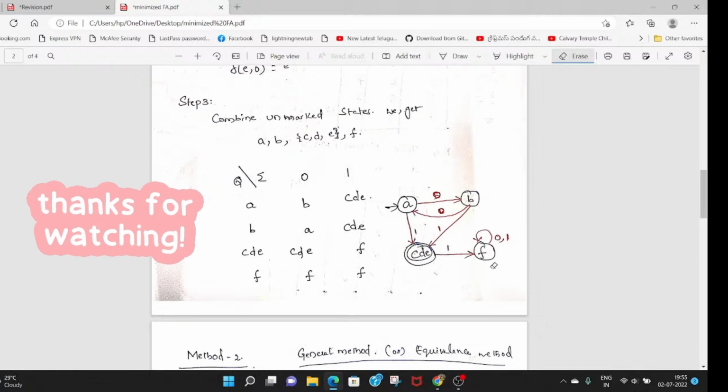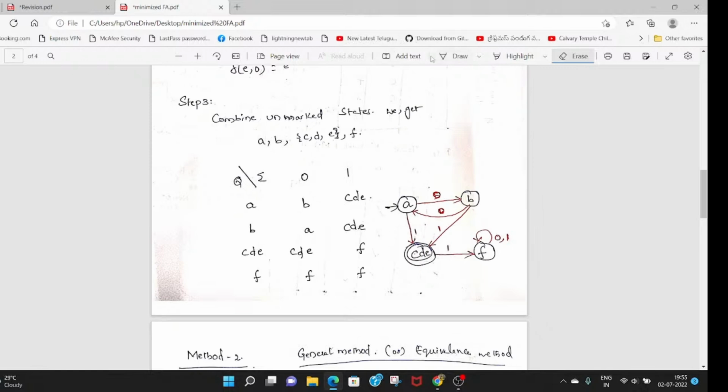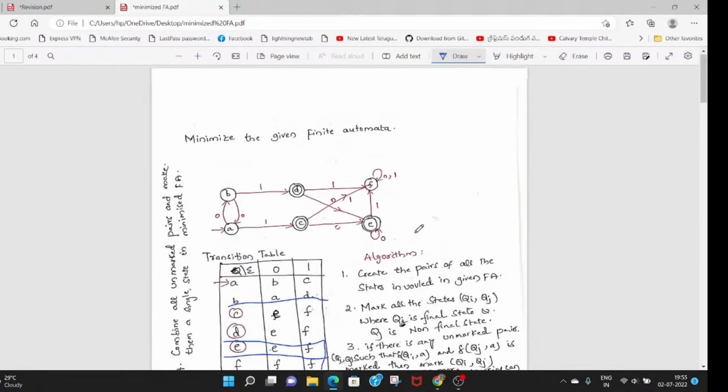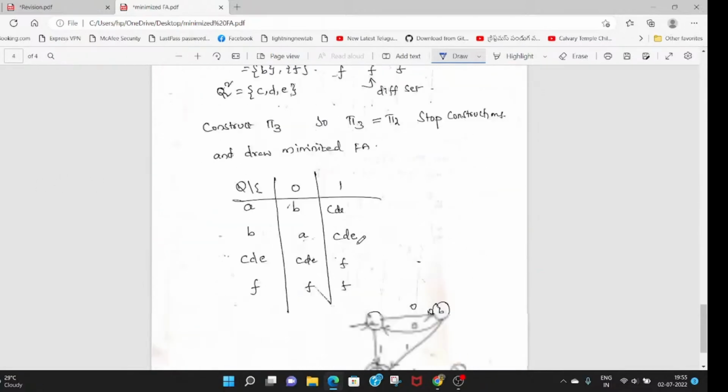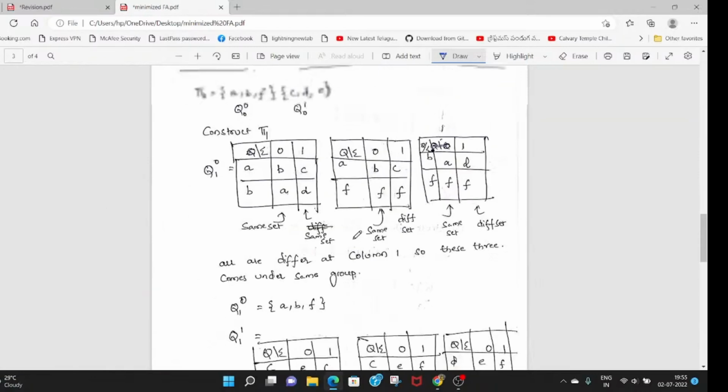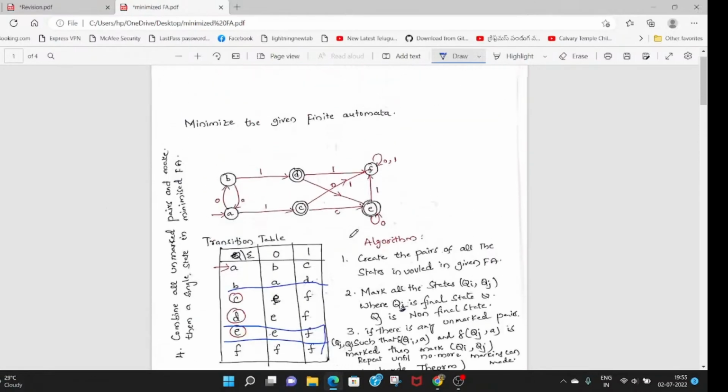And then from CDE with 0 I am going to stay in the same state. So from CDE, if it is 0, I'll be in the same state and if it is 1, I'm going to F. For F, for zeros and ones, I'll be in the same state. So like this, this is an equivalent DFA or minimized DFA for the given question. The same question I solved by the second method also, which we discussed just now. Any of the methods you can follow, you will get the same answer, right?